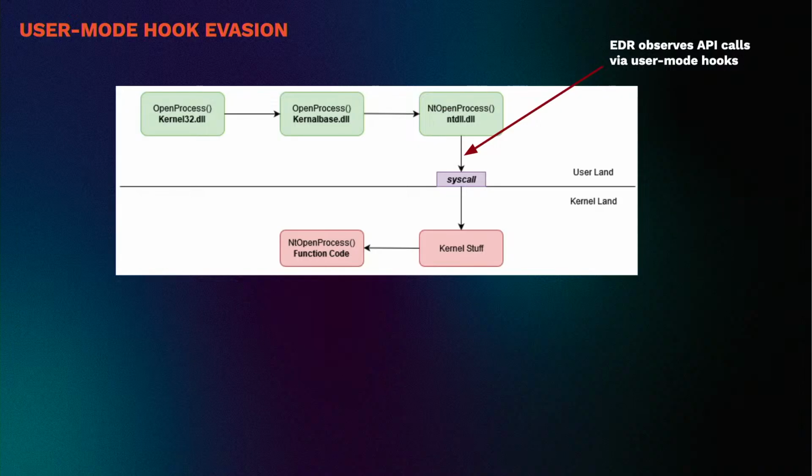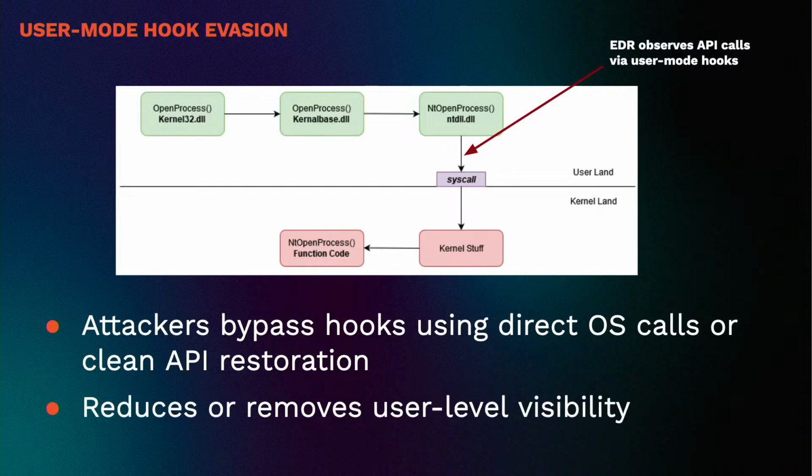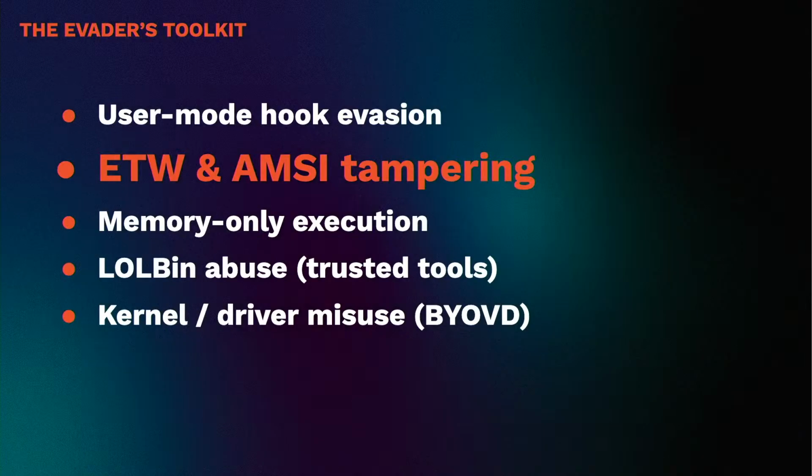So the EDR observes API calls, but ultimately, attackers will bypass the hooks by doing direct operating system calls, right? So instead of their shellcode or the payload going through this hooking, basically they implement techniques where they actually do a bypass or they do a clean API restoration. So they do something malicious and then quickly clean it up before the EDR actually picks on it. So this reduces or removes that user level visibility, and ultimately they do bypass that hooking DLL. A lot of EDR vendors have moved away from hook DLLs, and they're using different implementations for their EDRs.